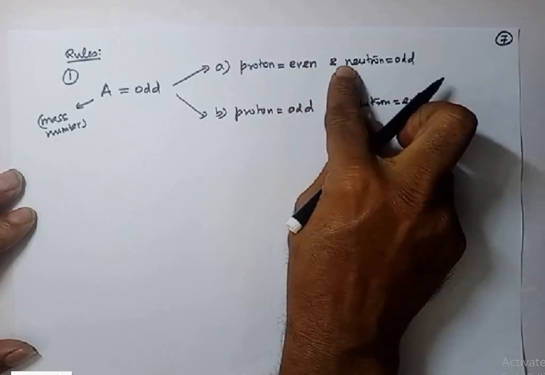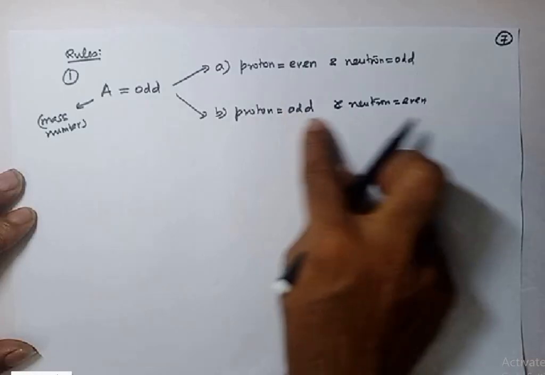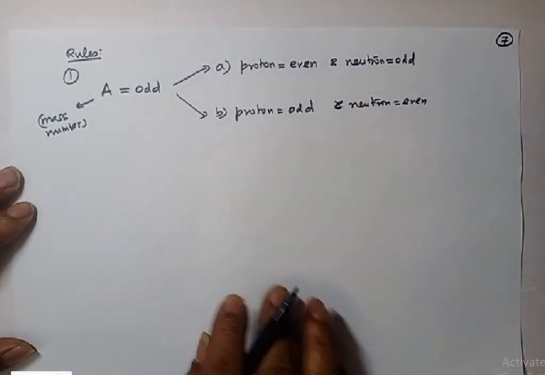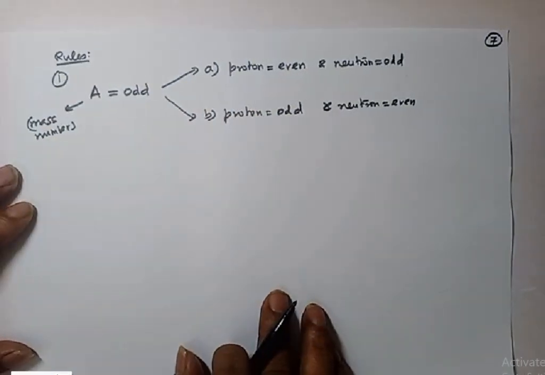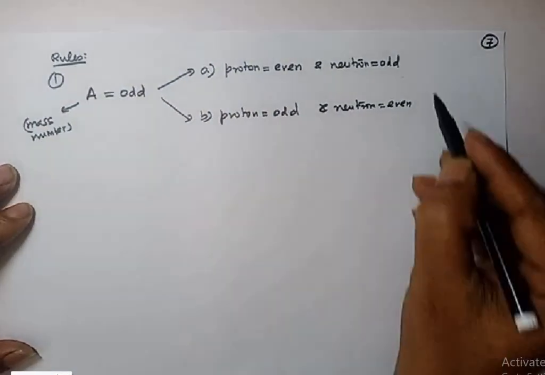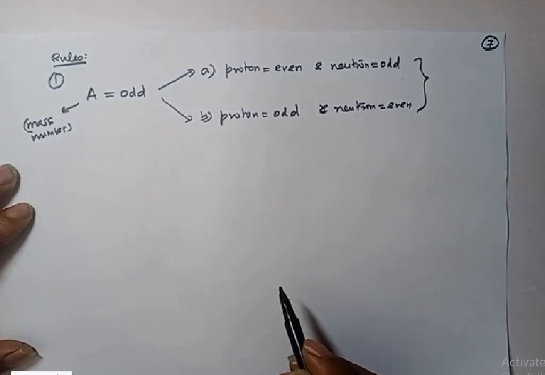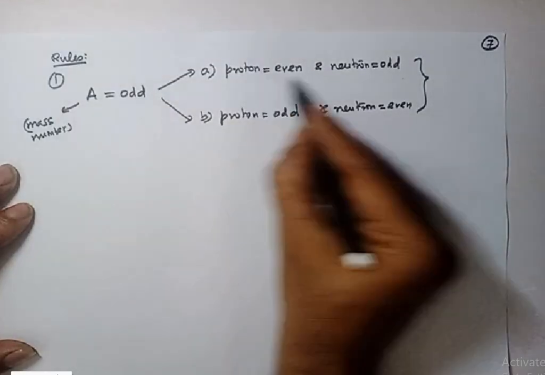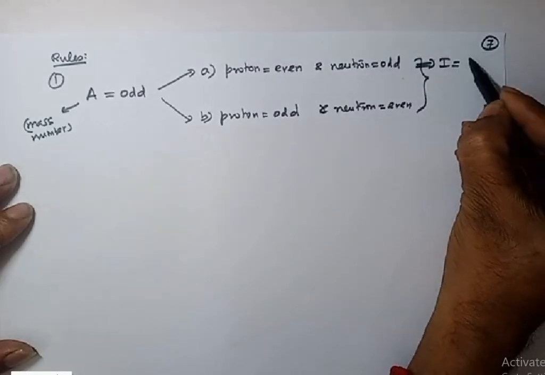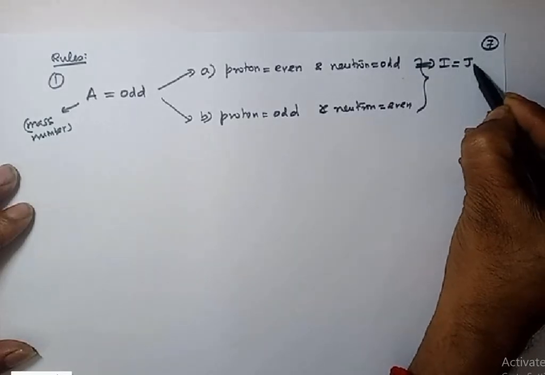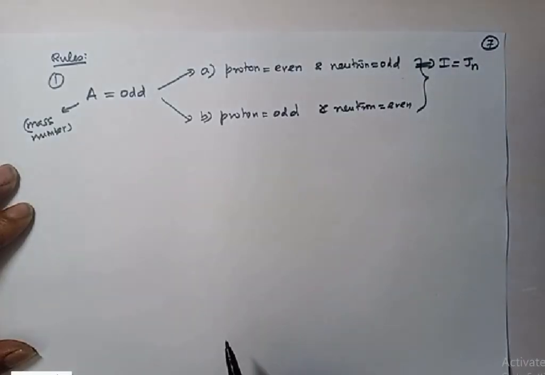Okay, if I add the two, I will get odd. Here also, if I add the two, I will get odd. If the mass number is odd, we have two possibilities. Now, for these two possibilities, observe carefully. For the first case, I is equal to the J value for the neutron, which we should calculate.